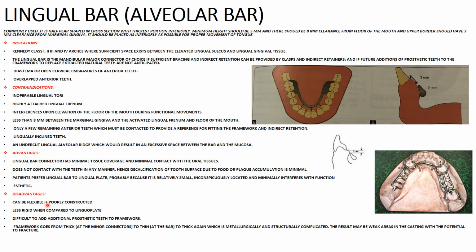Disadvantages: it can be flexible if it is poorly constructed, and we want our major connectors to be rigid. It is less rigid when compared to the lingual plate. It is difficult to add additional prosthetic teeth to the framework. The construction of this lingual bar is relatively complicated because the framework goes from thick at the major connector to thin at the bar to again thick, and this makes it complicated. So this is the lingual bar.